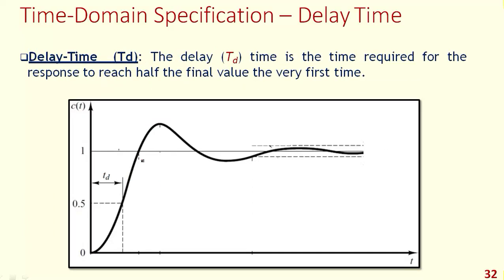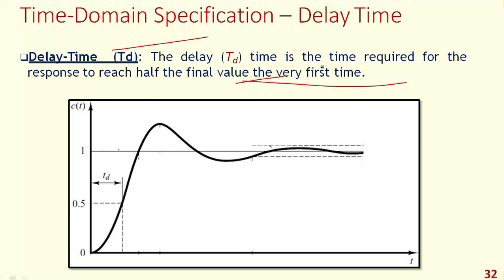So the first parameter is delay time. Delay time is the time required for the response to reach its final value for the first time. So during the first time it will reach the final value. It is marked as the time it takes to reach 0 to 90% of the maximum value. So that is called delay time.